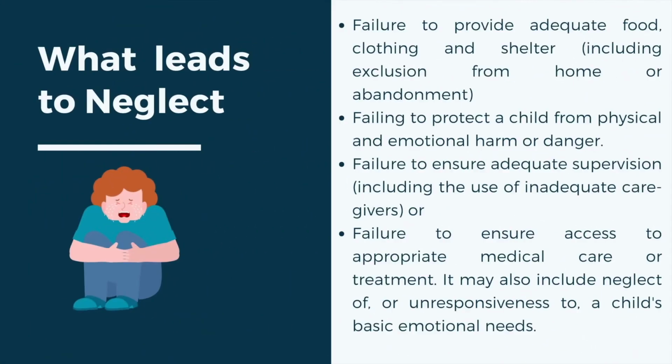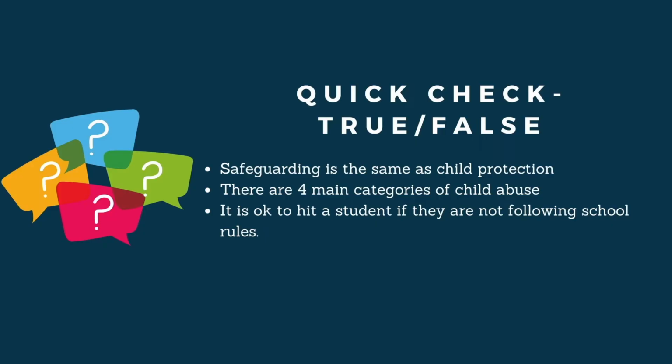What leads to neglect? Failing to provide adequate food, clothing and shelter. Failing to protect a child from physical and emotional harm or danger. Failure to ensure adequate supervision or failure to ensure access to appropriate medical care or treatment. It may also include neglect of, or unresponsiveness to, a child's basic emotional needs. Please pause the module and reflect on the statements on the screen, if they are true or false.